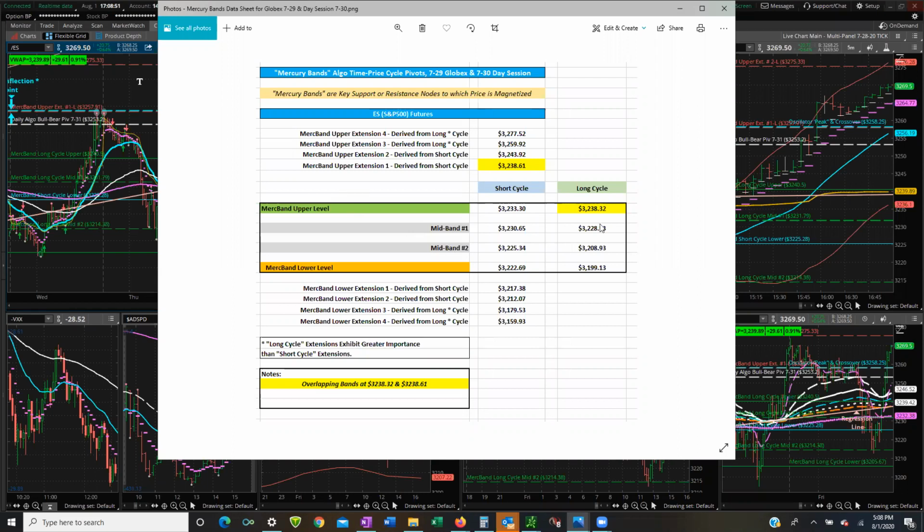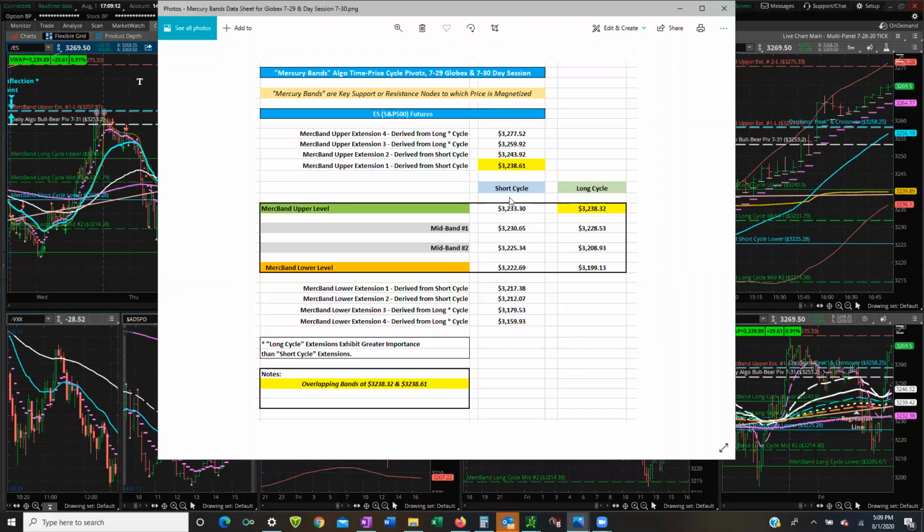The long cycle Mercury bands can sometimes be more powerful, but they're all important. Now, the long cycle is an algorithm that looks back at 10 days of time price data. 10 days on the long cycle, 5 on the short cycle.